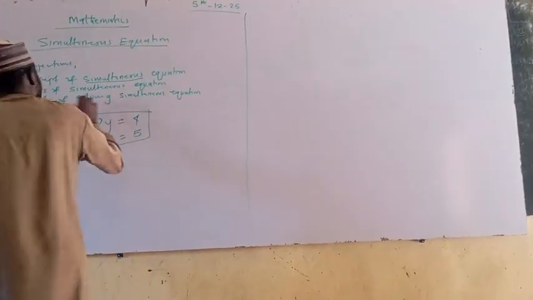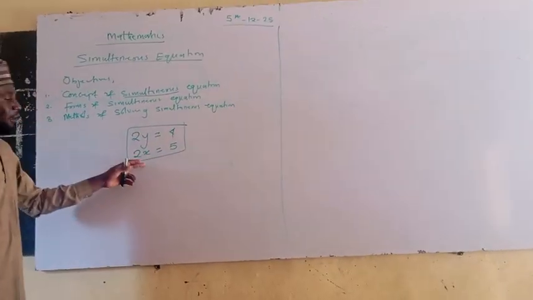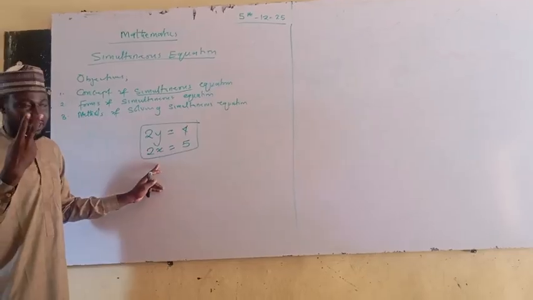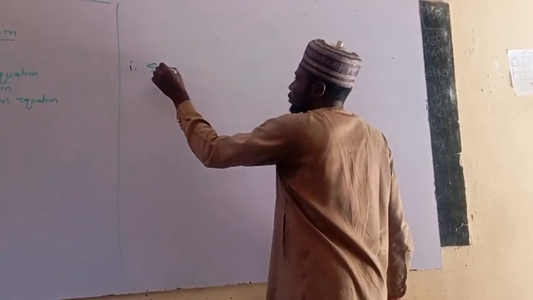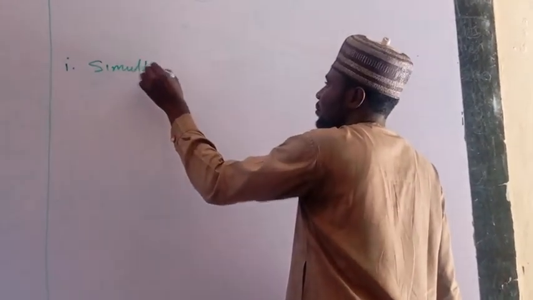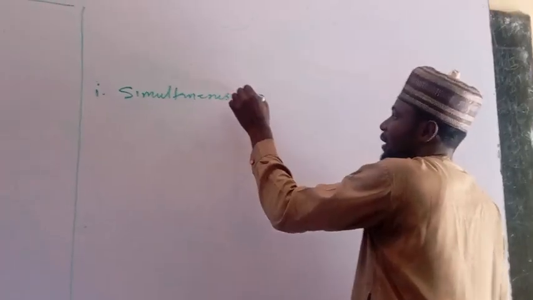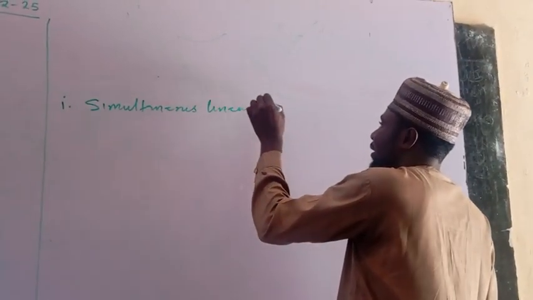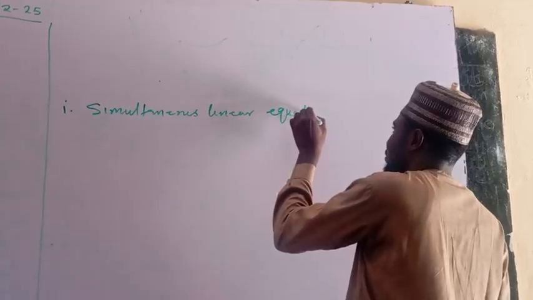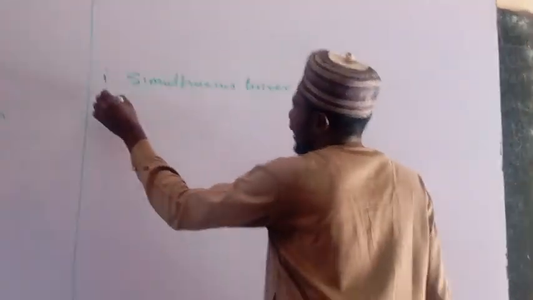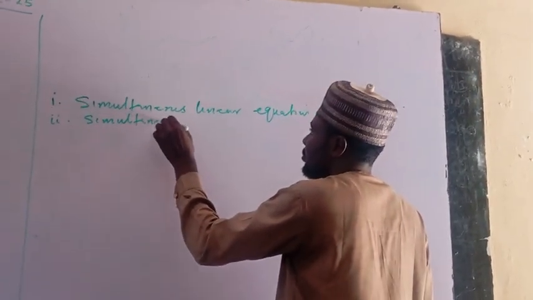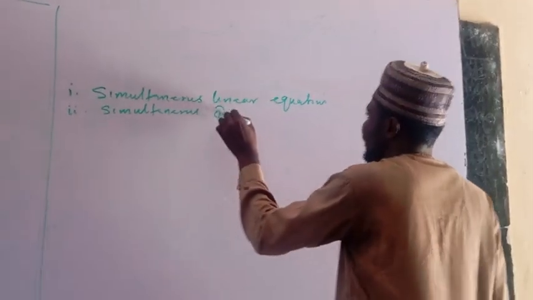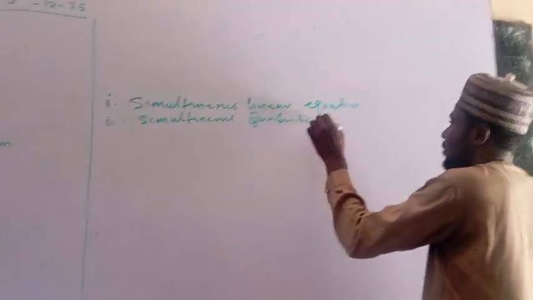Now, forms of simultaneous equation. Basically, there are two forms of simultaneous equation. We have simultaneous linear equation, and then we have simultaneous quadratic equation.